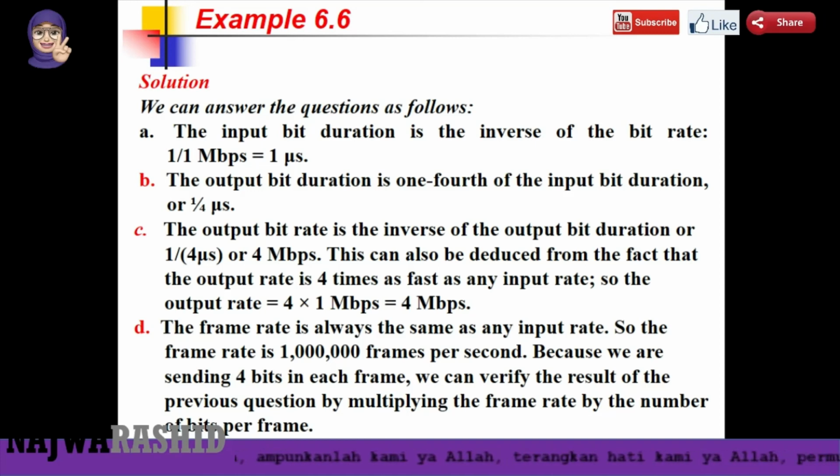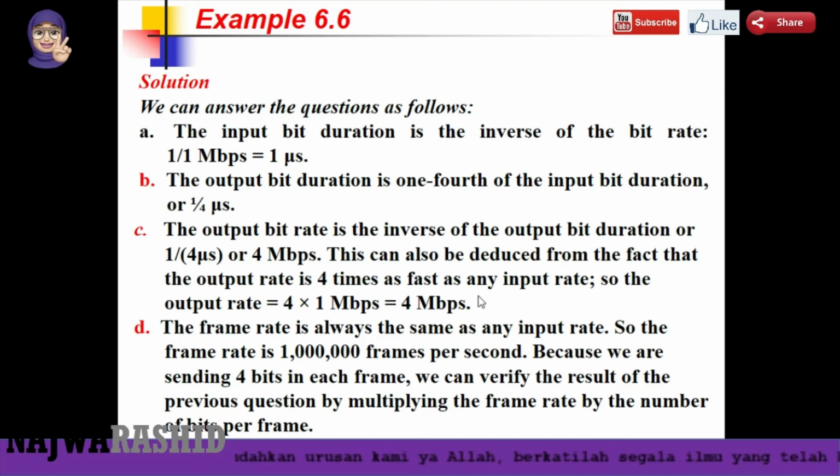For C, the output bit rate is the inverse of the output bit duration, or 1 over 1/4, which is 4 megabits per second. This can also be deduced from the fact that the output rate is 4 times as fast as any input rate. So the output rate equals 4 times 1 megabit per second, which is 4 megabits per second.